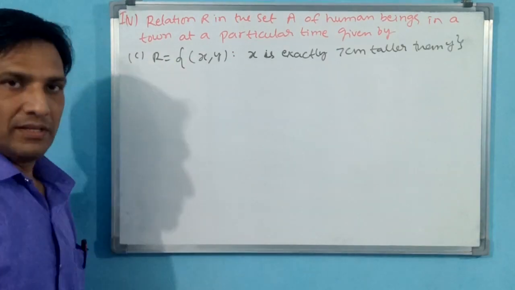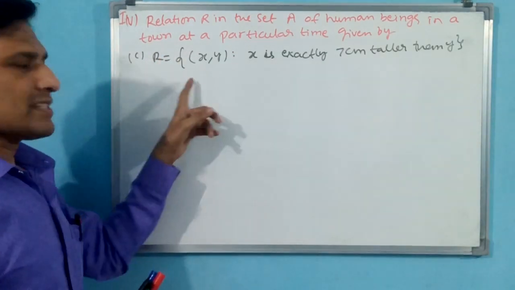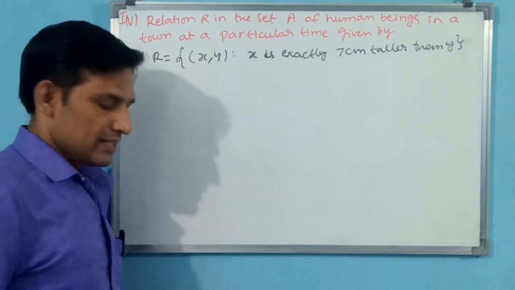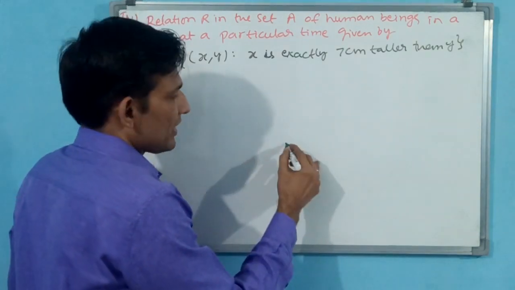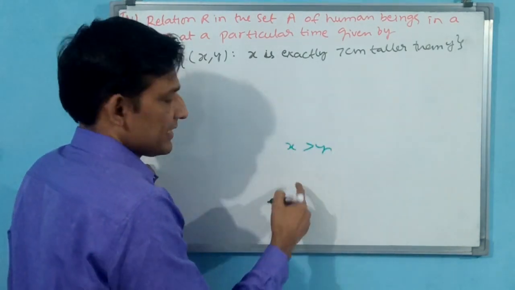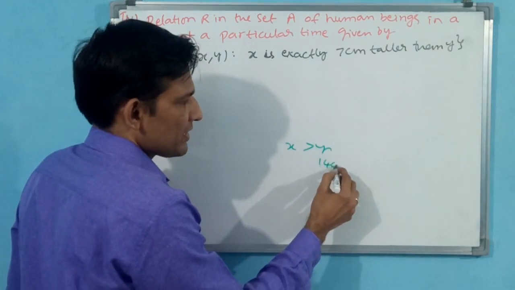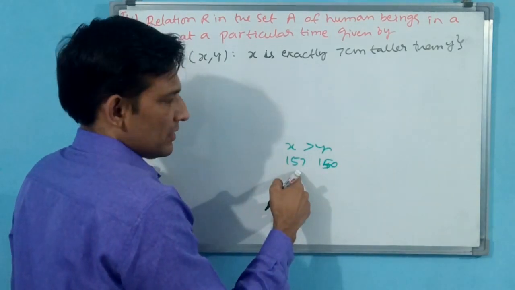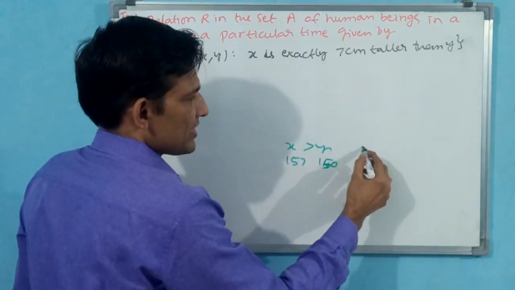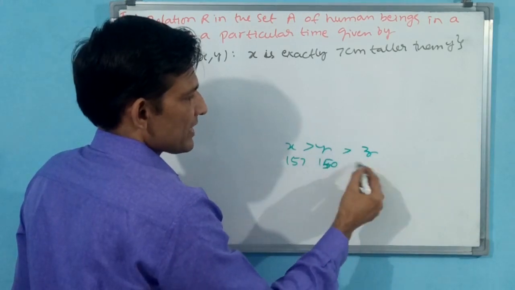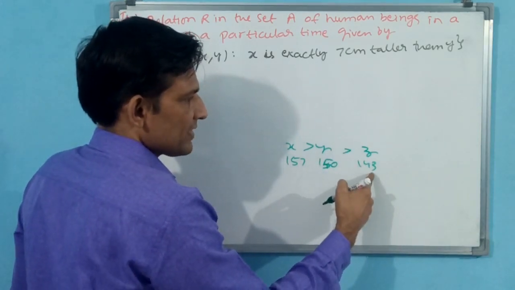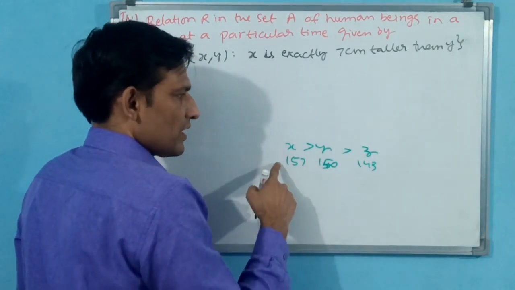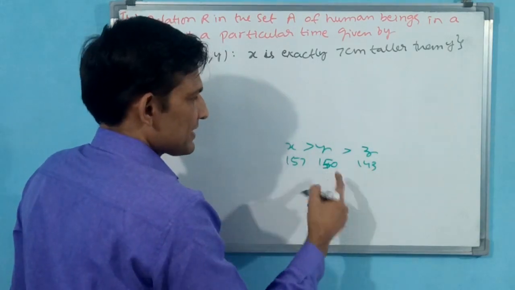You see the part C of this question. What is it telling? X is exactly 7 centimeters taller than Y. X is taller than Y, so X is greater here. That means if Y has 140 or 150 centimeters, then X should be 157. If another person Z comes, Y is greater than Z, so automatically 143 he will be. If Z is 143, Y will be 150, then X will be 157. Then X to Z, 7 plus 7, 14.